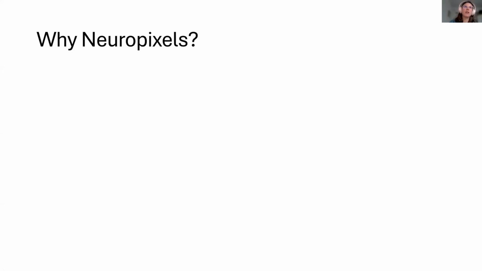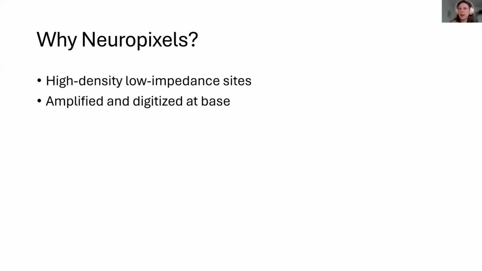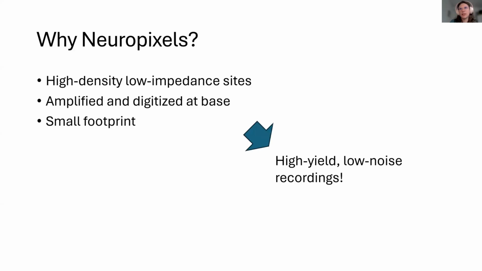of power is in the hardware, because NeuralPixels has high intensity, low impedance sites, and the signal is amplified and digitized at the base. And it has quite a small footprint. And these are all the hardware features that allow us to have high yield, low noise recordings.